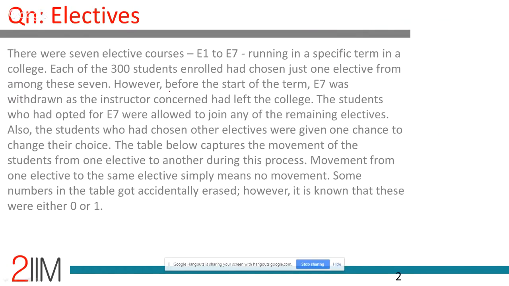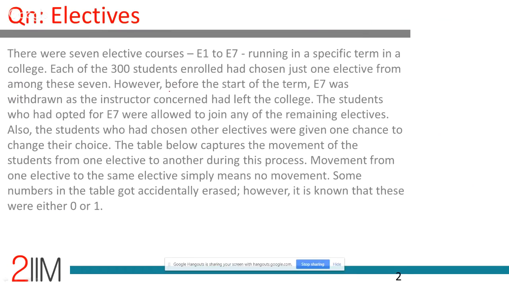There were 7 elective courses, E1 to E7, running in a specific term in a college. Each of the 300 students enrolled had chosen just one elective from among these 7. However, before the start of the term, E7 was withdrawn as the instructor concerned had left the college. The students who had opted for E7 were allowed to join any of the remaining electives. Also, the students who had chosen other electives were given one chance to change their choice. The table below captures the movement of the students from one elective to another during this process. Movement from one elective to the same elective simply means no movement.